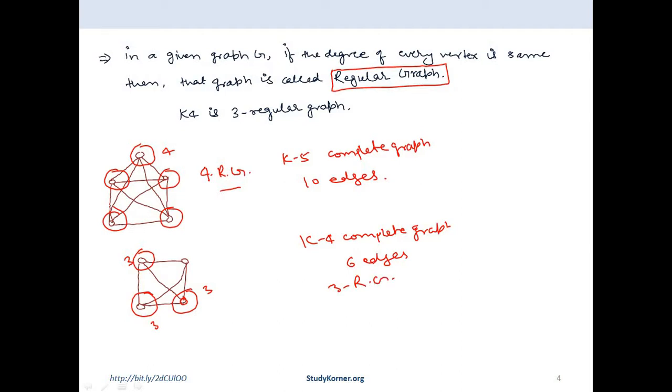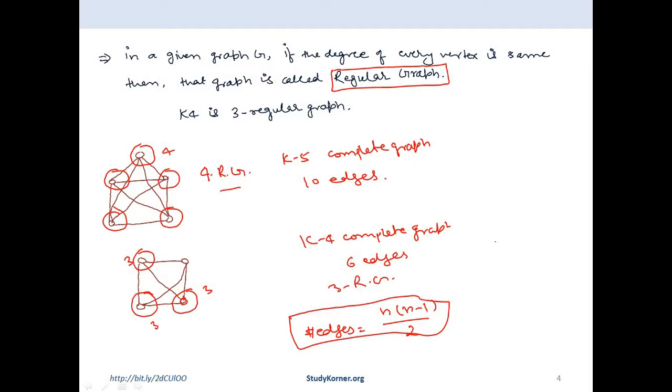Okay. So, you can find out the number of edges by calculating the formula based on the number of vertices. If we have n vertices, then the number of edges is given by n into n minus 1 by 2. So, this is the formula to calculate the number of edges in a given graph.